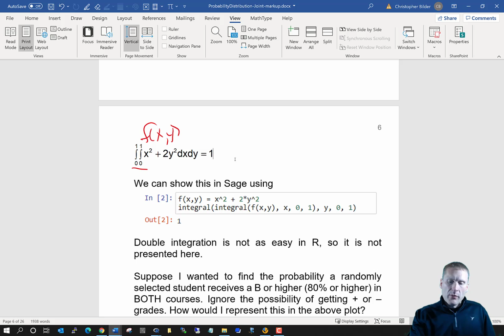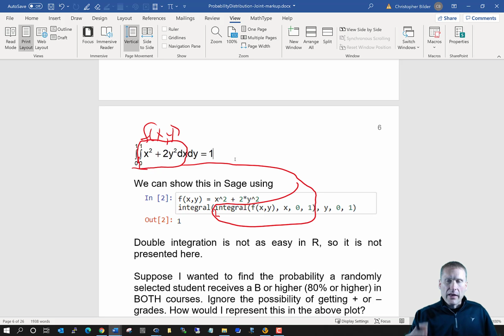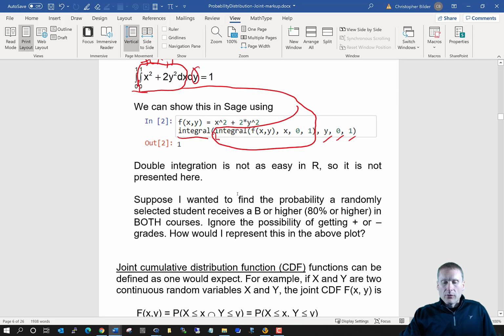And you can do what you might expect. Suppose we look at this first part of the integral with respect to x. That is going to be equal to, in Sage, that middle integral, the integral of f of x, y with respect to x, 0 to 1. And then to do the outer integral, I just embed that all into another integral function, integrating with respect to y, 0 to 1. And if you do that, you do get 1. So that's good.